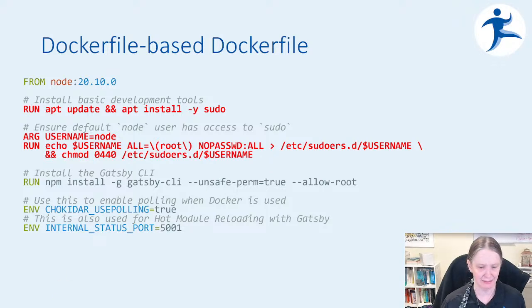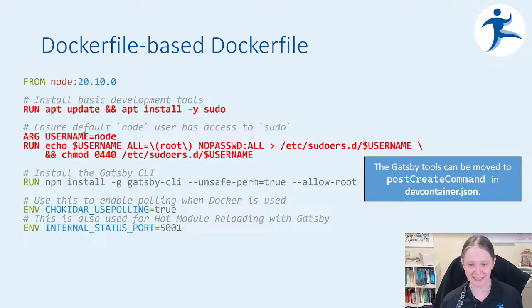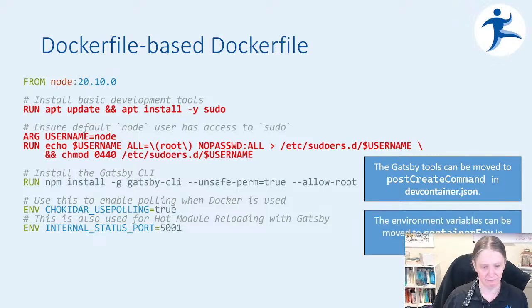Now, that said, the Gatsby tools can be moved to the post create command in devcontainer.json. It just happened to be where I was at the time. And the environment variables. So the chokidar use polling and internal status port are used for hot reload. So let's say I'm editing my pages, then I want to make sure that it edits nicely. That's what I have to do for Gatsby. And these are covered in the blog post that I did.